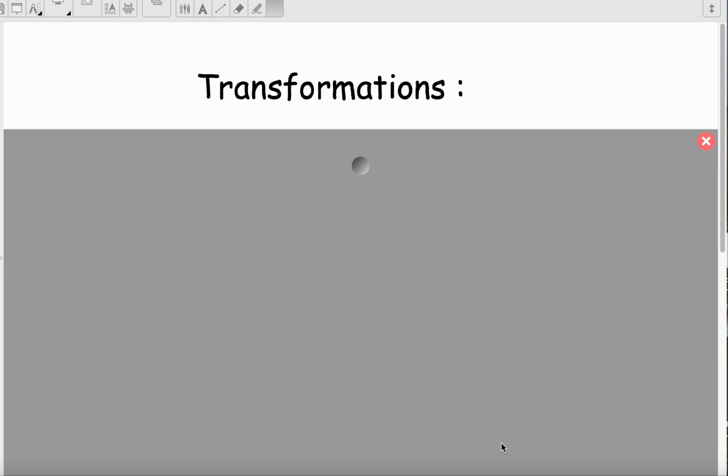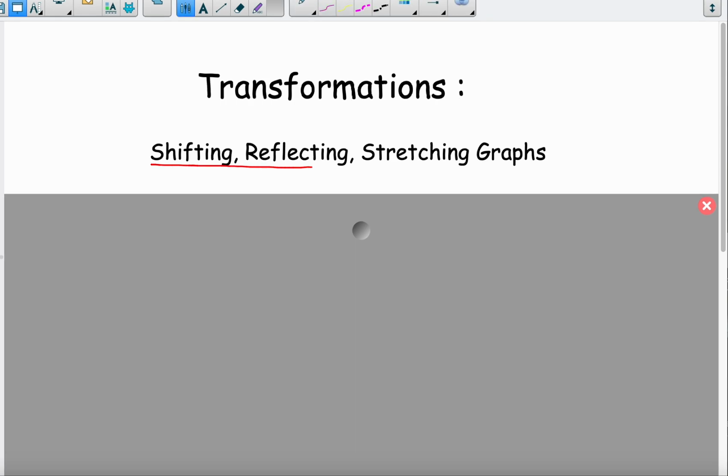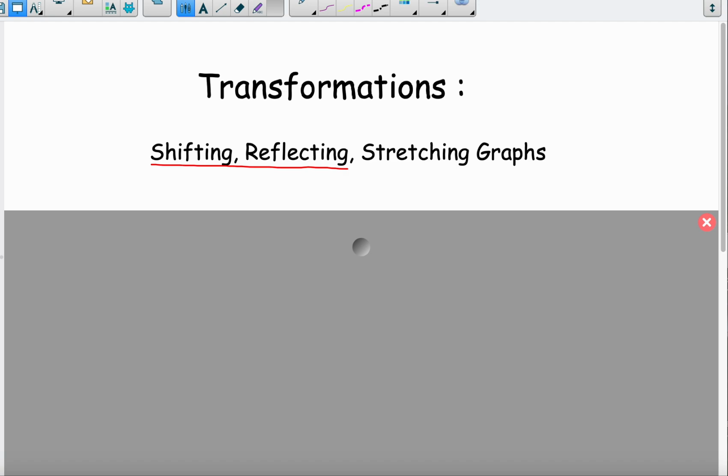Let's take a look at transformations of functions and see how the transformation affects the graph. So before we do that though, you need to understand that there's some different types of transformations. These first two, shifting and reflecting, are referred to as rigid transformations. They're just moving our graph. They're not changing the size or shape of our graph.